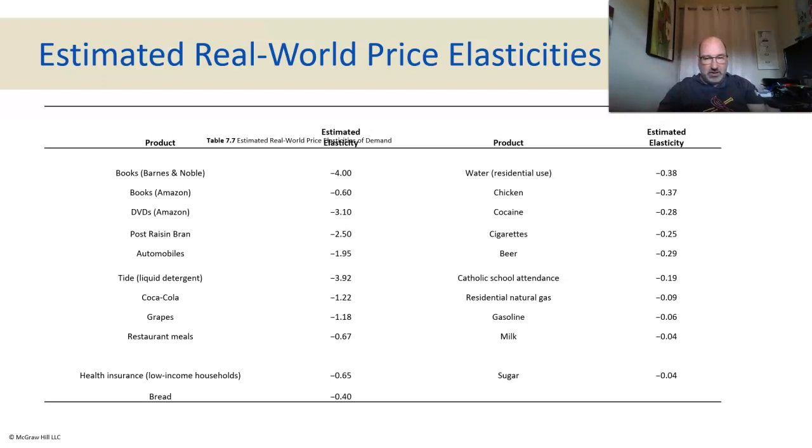So to me, looking at this, people would give up their vice goods before they let their kids not go to Catholic school. That's kind of interesting to me. And the idea that Coca-Cola is the only brand name that is even close to inelastic. It's still elastic, but it's getting close to unit elastic. So those are kind of interesting to me.